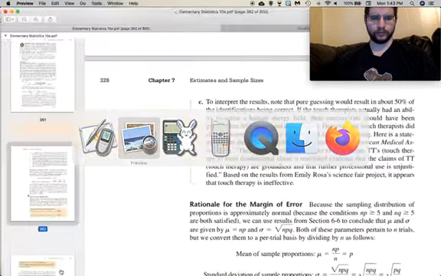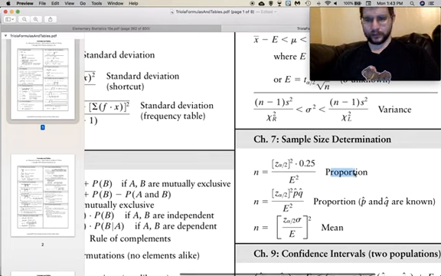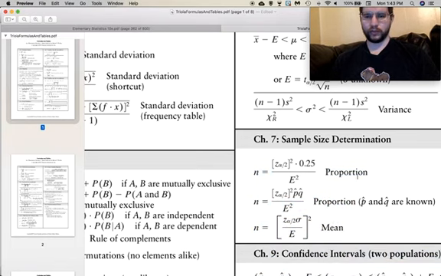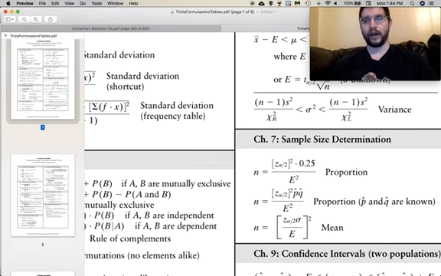Again, it's on your formula sheet somewhere, right here. Again, the first section in Chapter 7 is dealing with proportions. And we have two different formulas to calculate n for the proportion. If we know p hat, we also know q hat. So if we know them, we multiply them together, p hat times q hat. If we don't know them, we assume they're both 0.5. 0.5 times 0.5 is 0.25.